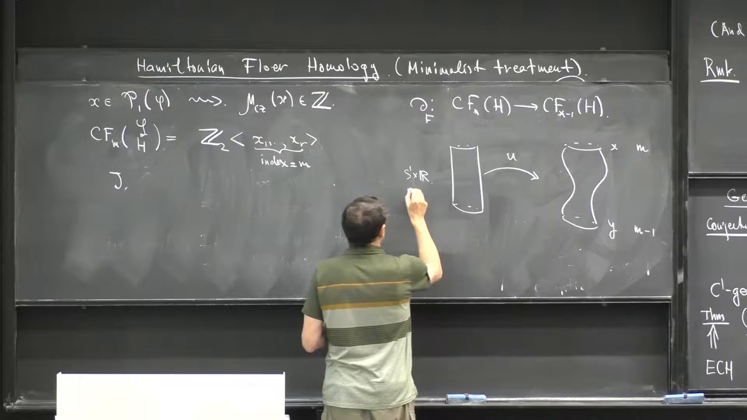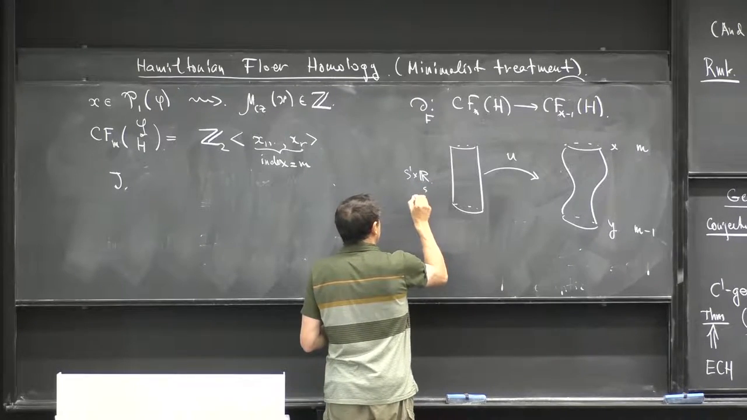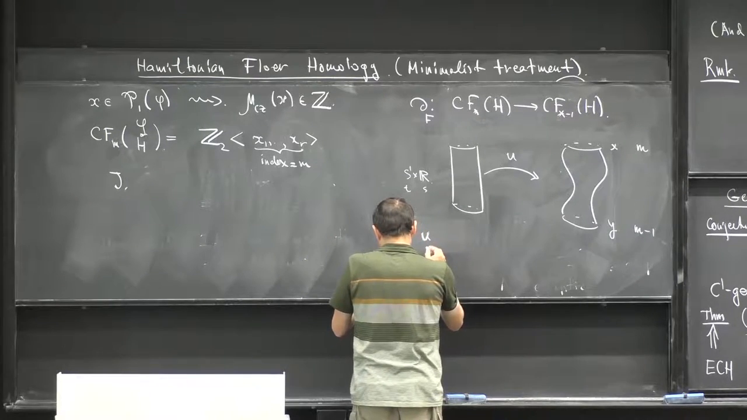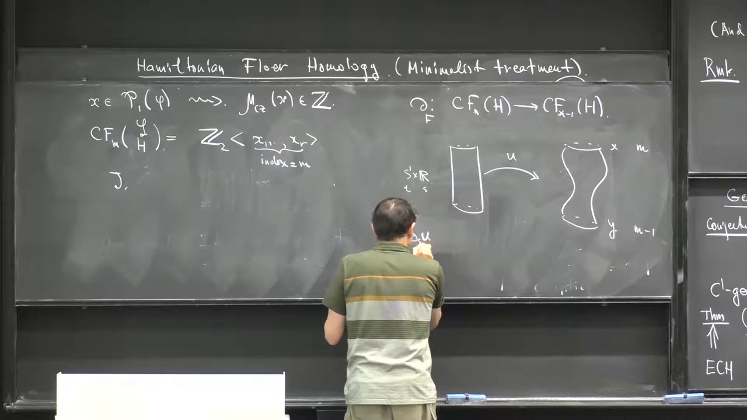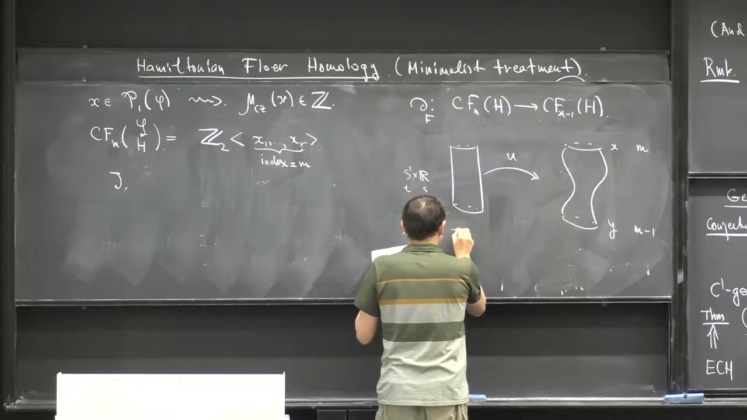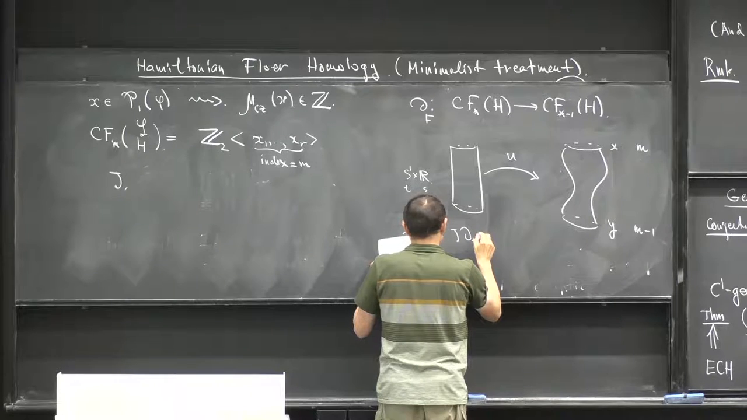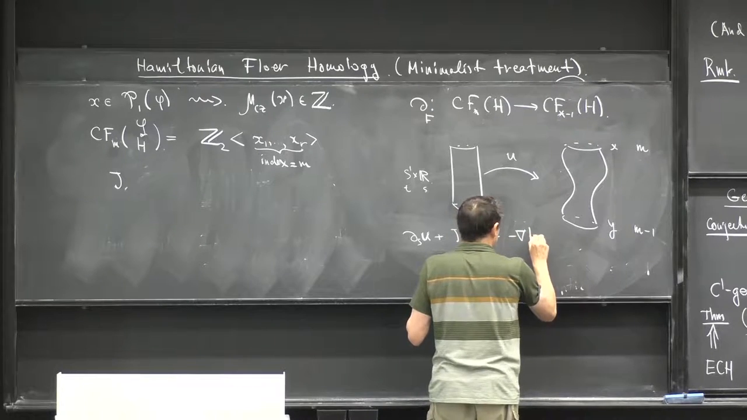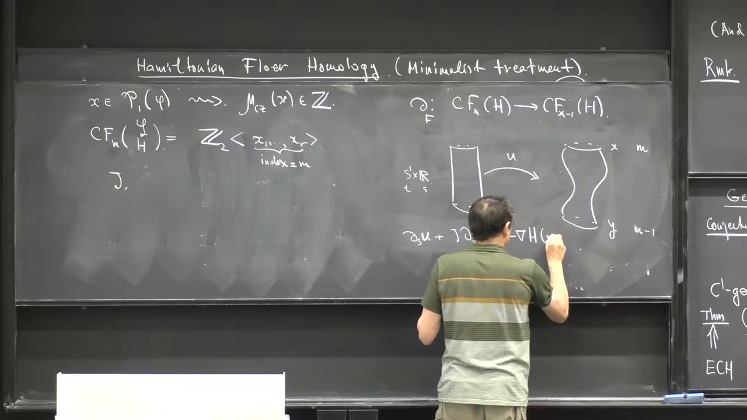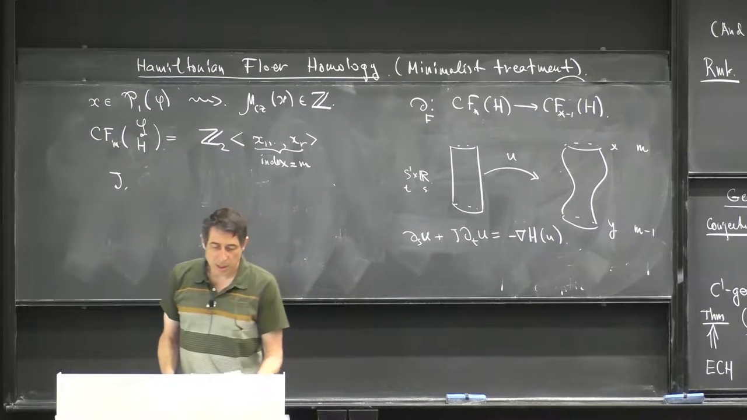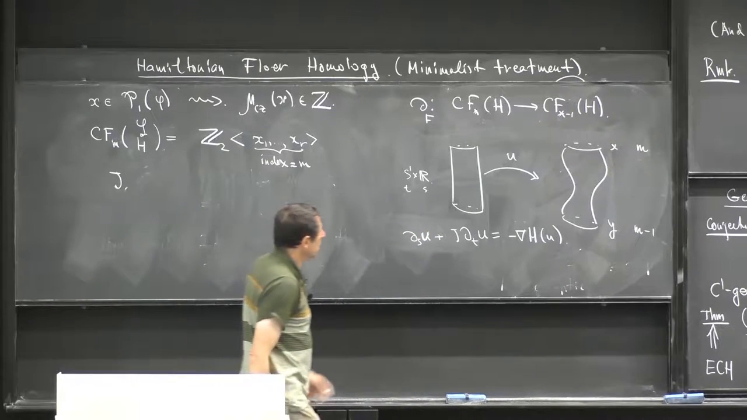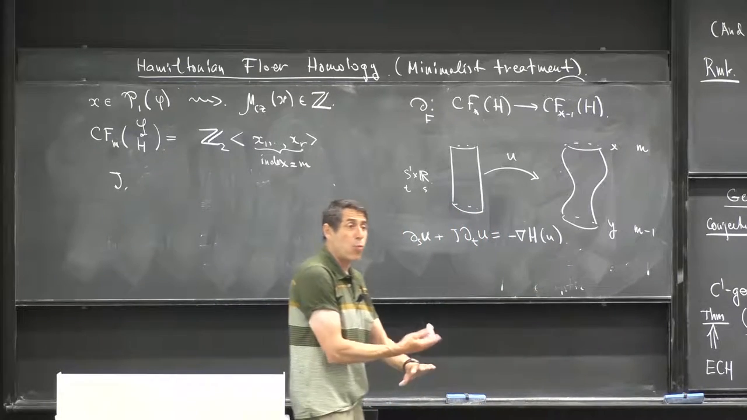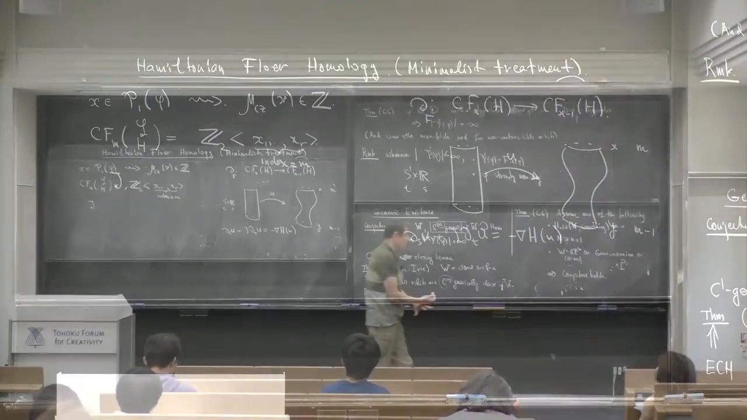So if I denote the coordinate on R by S and on S1 by T, then the equation, as I usually write it, is that the partial derivative of U plus J, the partial derivative of T of U with respect to T, is equal to the negative gradient of H. There are two sort of complementary ways to think about this equation.